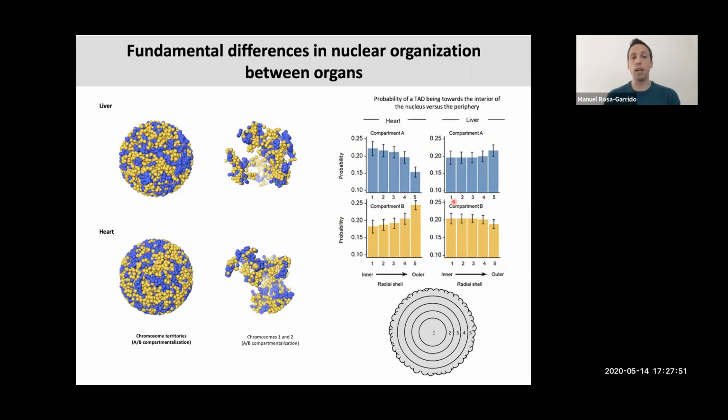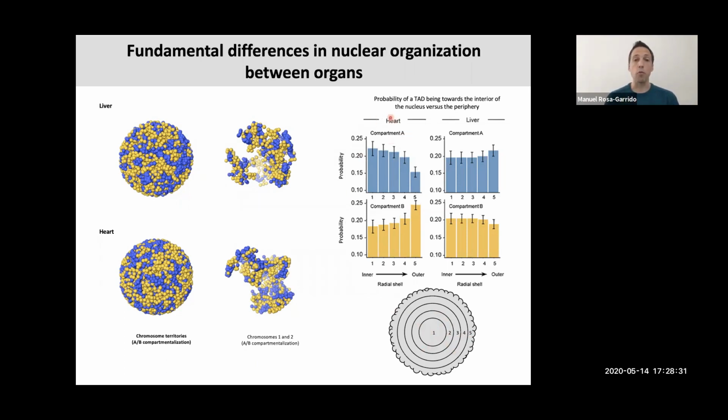Using this model, we have been able to study differences in nuclear organization between organs. In this experiment, what we did was to generate the 3D models using Hi-C data from liver and the heart, and then study the probability of a TAD being towards the interior of the nucleus versus the periphery. To do that, we divided the nucleus in 5 concentric shells, and then studied the probability of finding an A TAD close to an A TAD in each of these regions.